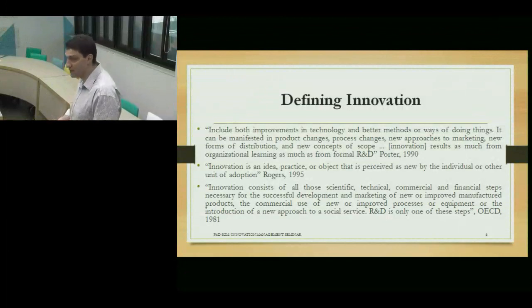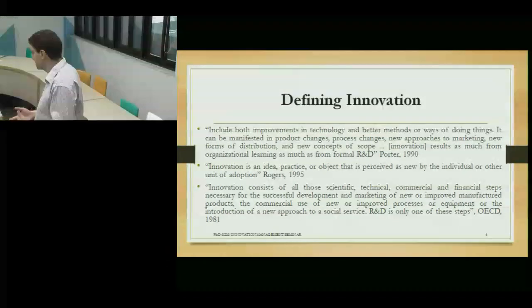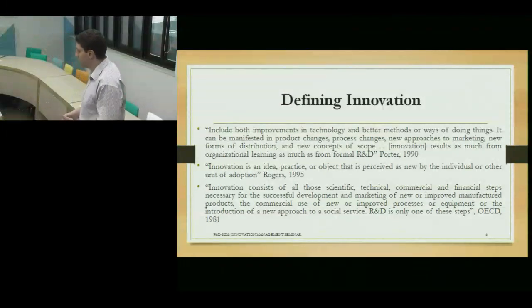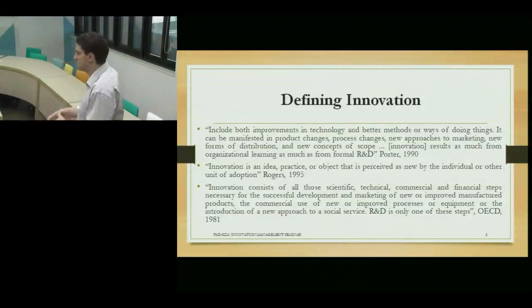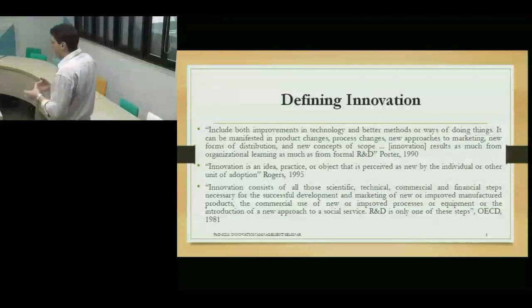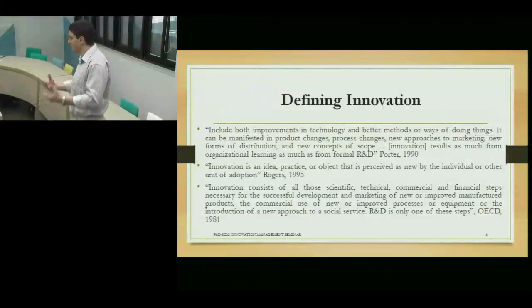That's why R&D is only one of these steps. We also have marketing, okay? We also have the manufacturing process, and all the other processes. So innovation is not just a section, a department within a business. It's a whole philosophy. Okay, it's a culture.